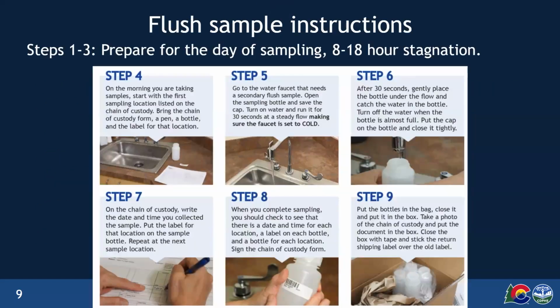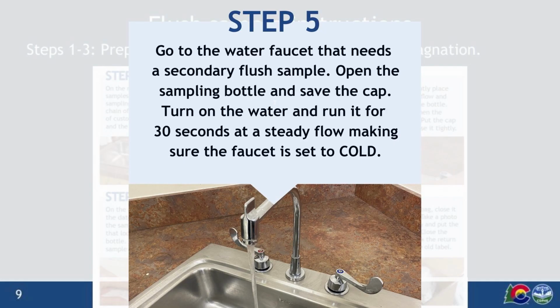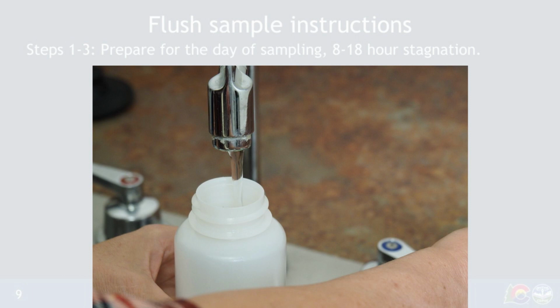Now, in general, the flush sampling is under the same conditions. So you will want to plan sampling during the 8 to 18-hour stagnation window. Cold water only. The key difference is step 5. When you go to the faucet, you will turn on the cold water to let it run for 30 seconds with a gentle flow. Not a hard rush of water, but a nice gentle flow. Then collect the water in the bottle.